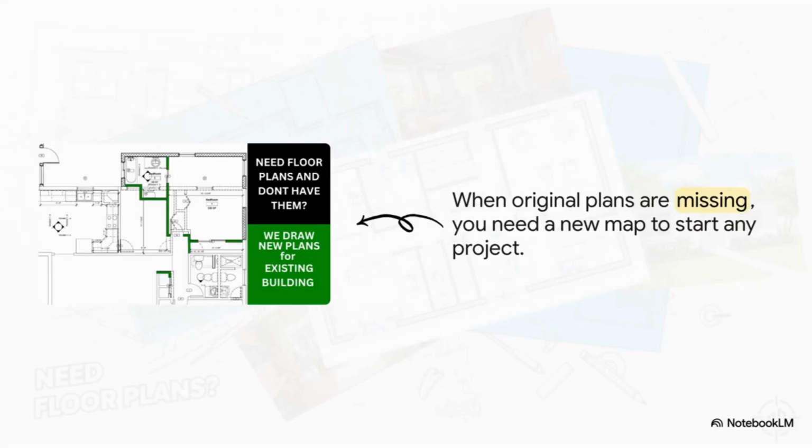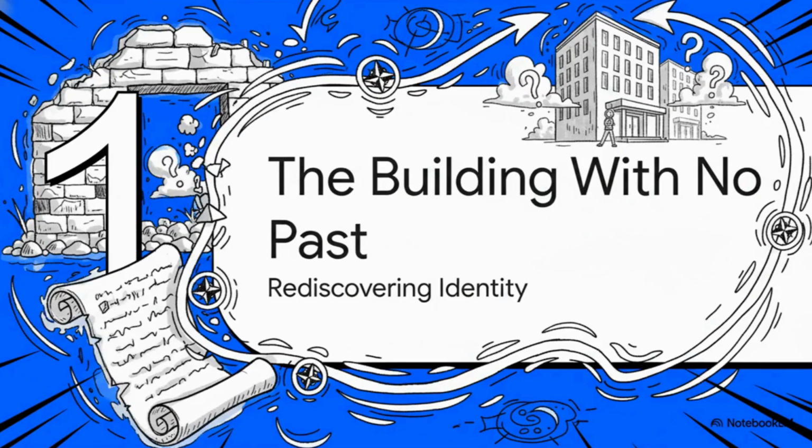Look, without accurate plans, any project is basically flying blind. You can't get real bids from contractors, you can't get permits, you can't even design something effectively. And let me tell you, the most expensive mistake you can make in a renovation, it's not a bad design, it's having a bad starting point. You absolutely need a new map, a precise blueprint of what exists right now before you can even think about the future. Okay, so that brings us to our first section here, the building with no past.